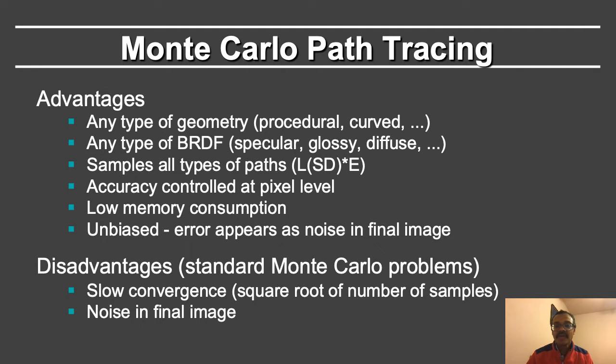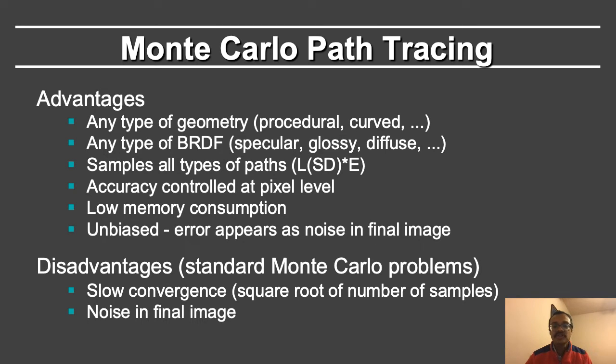The advantages are that one can handle any type of geometry, whether it's procedural geometry, curved geometry, and so on, any type of reflectance function or BRDF. You can handle samples of all types of paths. In what I've written here, we use regular expression. L is from the light, S and D correspond to specular and diffuse, E corresponds to the eye. So you can have paths that go from the light, have any number of specular or diffuse bounces corresponding to the BRDFs that may be specular, glossy, or diffuse, and end up at the eye.